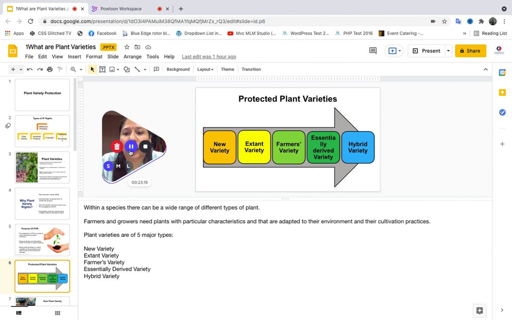Now, what sort of plant varieties are given protection? Farmers and breeders need plants with specific types of characters. These plants should be adapted to their cultivation processes and adapted to nature as well. Plant varieties are further categorized into five types. These are new varieties, extant varieties, farmers varieties, essentially derived varieties, and hybrid varieties. We'll be learning about these one by one.